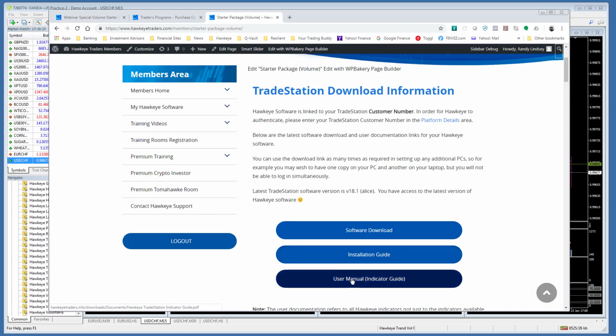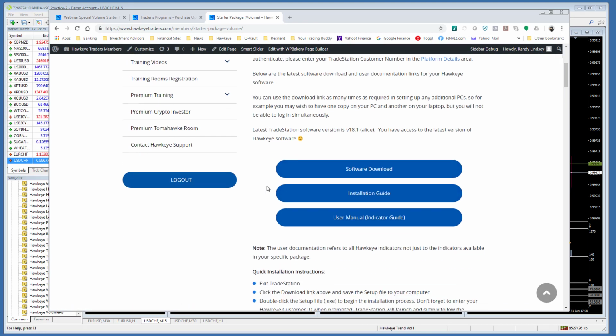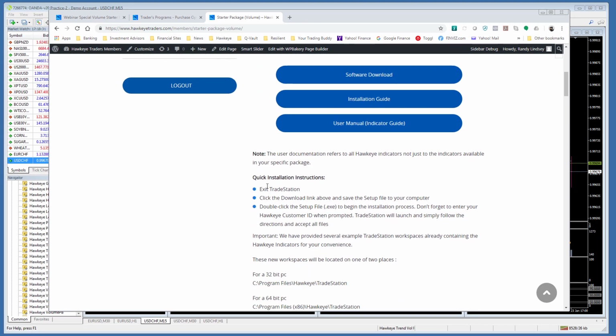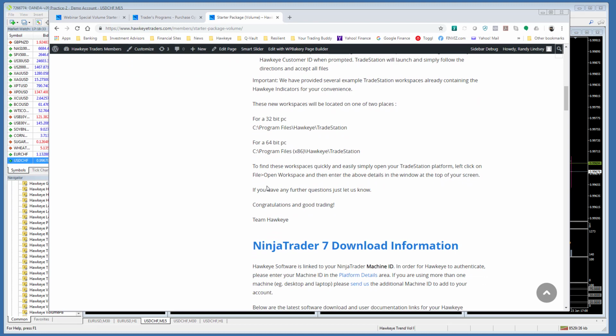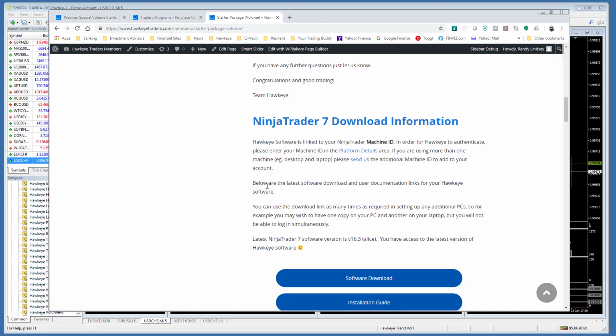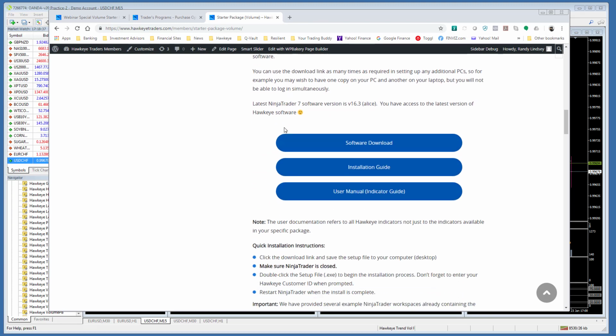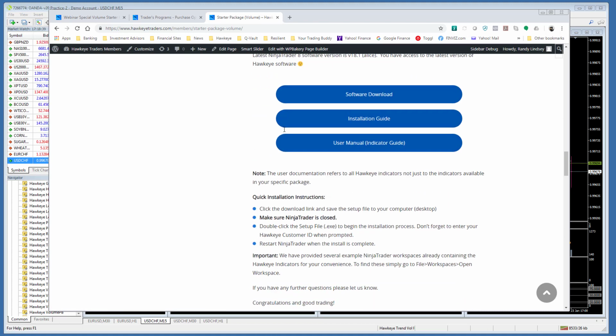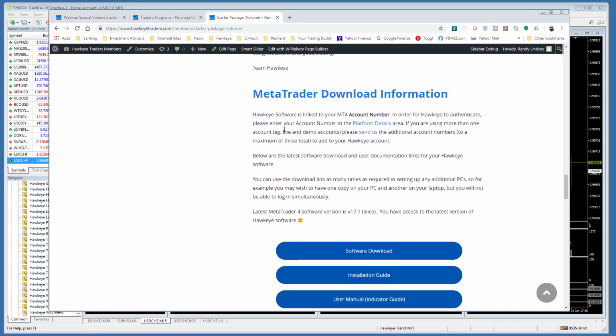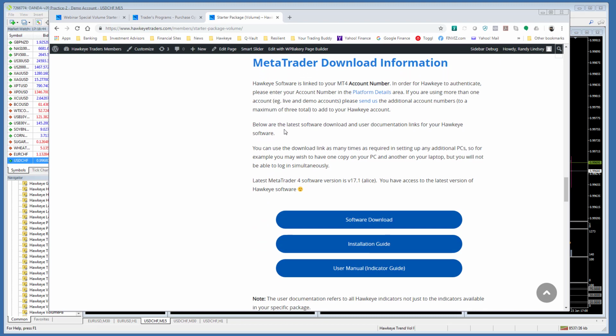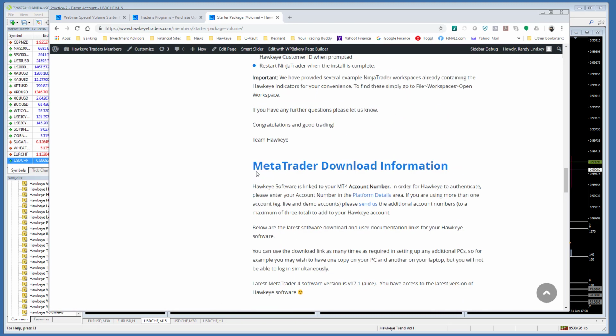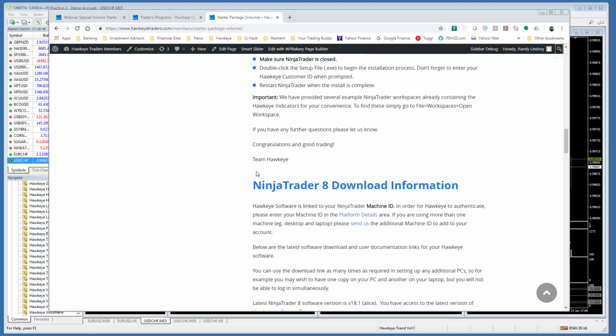install it, and the user manual is the indicator guide that helps you to go through and learn about each one of the tools. Not only that, but you do get access to other information as well. So if you have other platforms that you've purchased, then you get the specific information for that platform. Okay, so if you're MetaTrader 4, then here's your MetaTrader 4 information that you would do here as well.